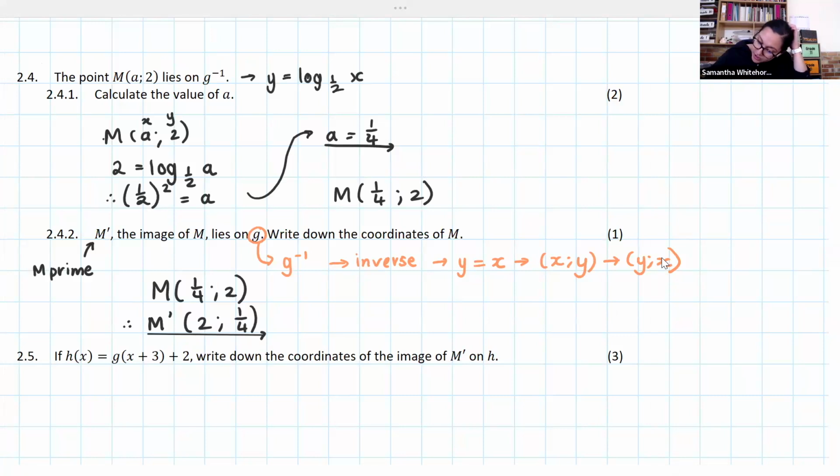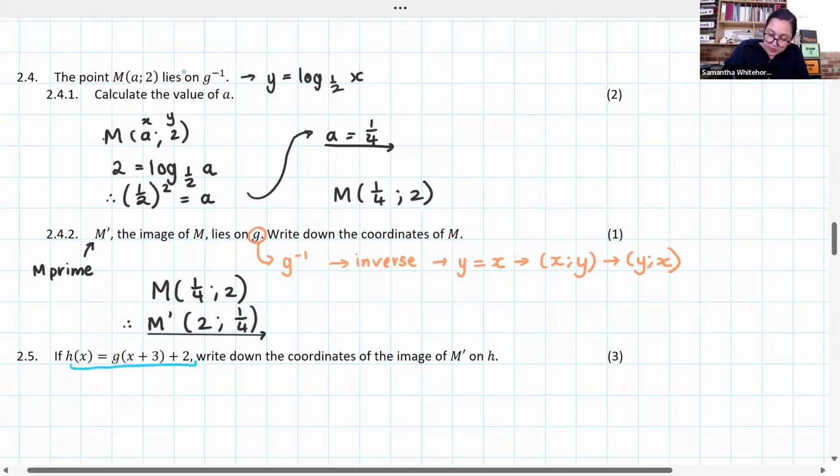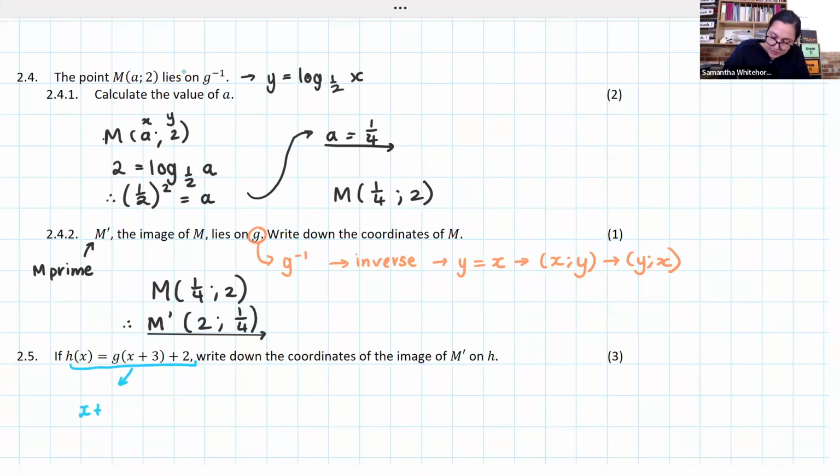Right, 2.5 says if h of x is equal to g of (x plus 3) plus 2, write down the coordinates of the image of M prime on h. Again, so much information. Let's just start with the first bit. The first bit to which I'm referring is what transformation is happening here. What we need to bear in mind is that x plus 3, anything that we're doing to x, is going to affect my x coordinates, which means I'm probably shifting left or right. Now remember, x minus a value is a shift right, x plus a value is a shift left. So this transformation is a shift 3 units left.